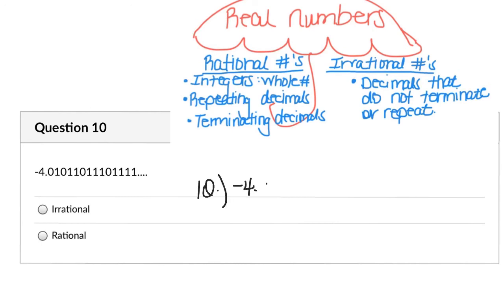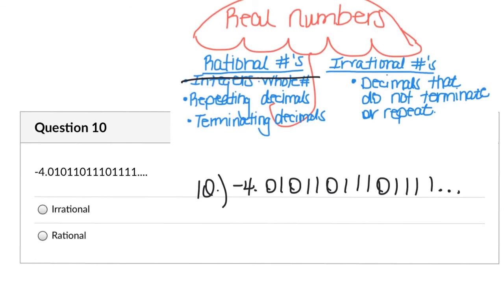Negative 4.01, 011, 0111, 01111... So I'm going to rule out integer. Also, because of the dots, I'm going to rule out terminating. Terminating decimals stop, and those dots mean it continues.